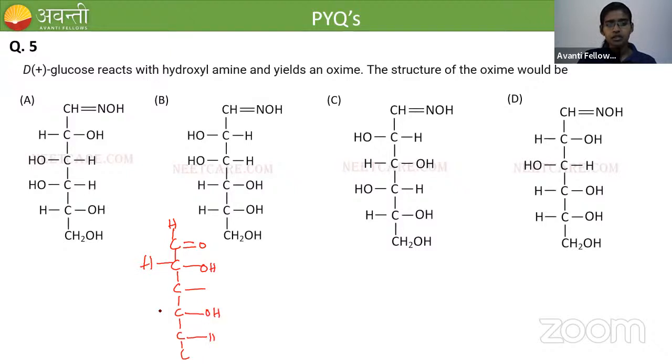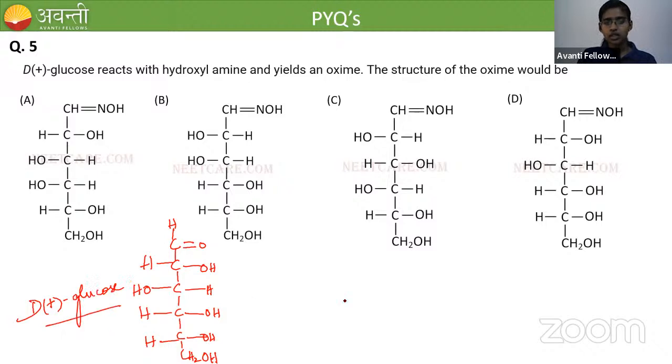The second carbon, fourth carbon and fifth carbon maintain the same representation, and for the third carbon alone you have to interchange, that is H on the right side and OH on the left side. The last carbon will be occupied by CH2OH. Okay, so this is the structure of D plus glucose.